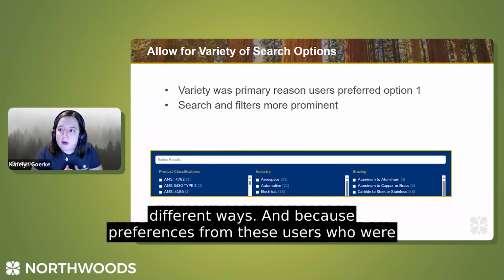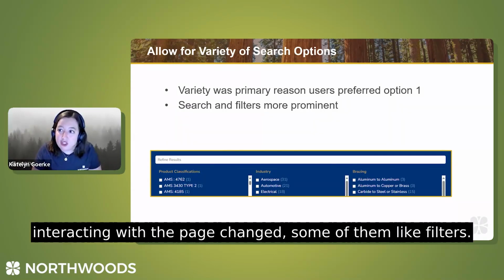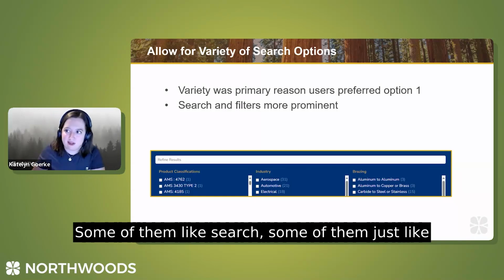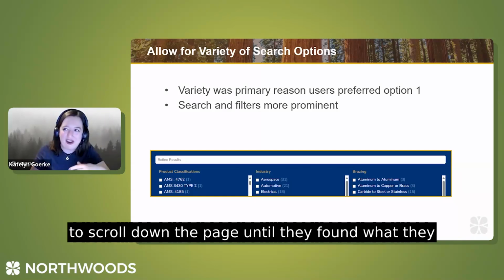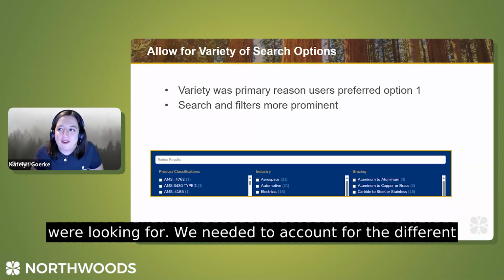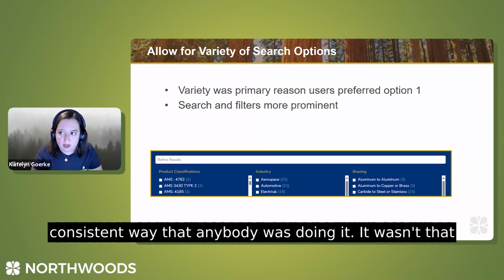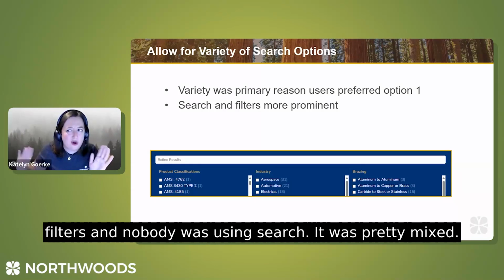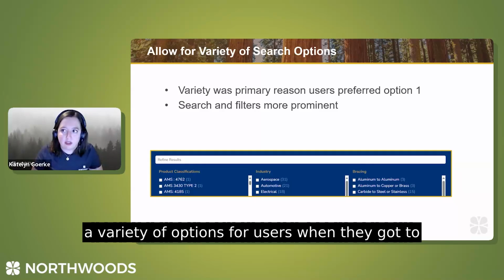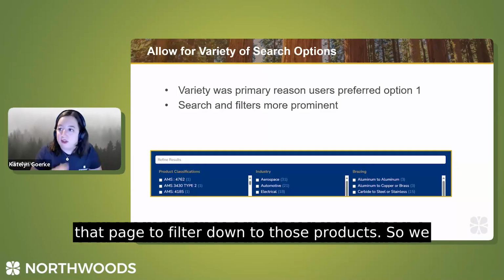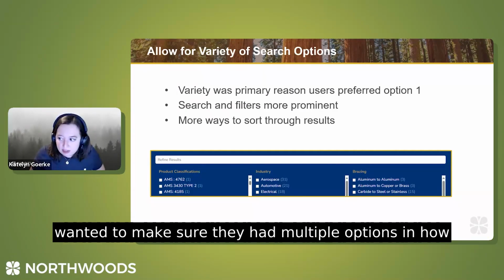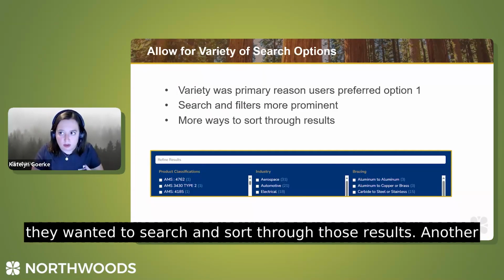And because preferences from these users who are interacting with the page changed, some of them liked filters, some of them like search, some of them just like to scroll down the page till they found what they were looking for, we needed to account for the different ways that somebody wanted to search, since there wasn't a consistent way that anybody was doing it. It wasn't that we were going in and seeing that everyone was using filters and nobody was using search. It was pretty mixed. And so we wanted to make sure that there was a variety of options for users when they got to that page to filter down to those products. So we wanted to make sure they had multiple options in how they wanted to search and sort through those results.